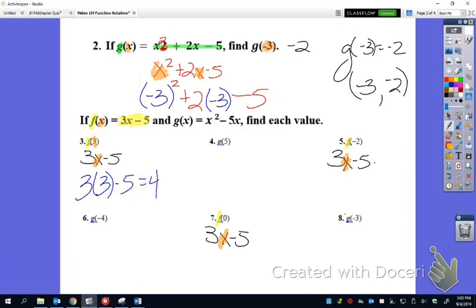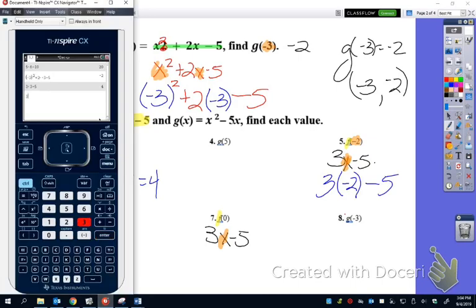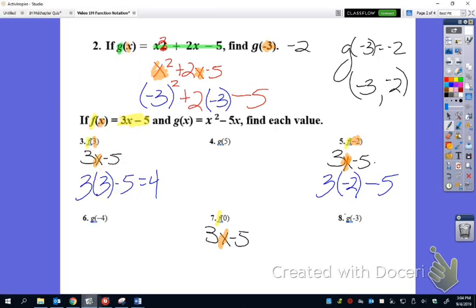Over here, I'm going to plug in negative 2 wherever I see x. So 3, parentheses, negative 2, and then minus 5. Okay, you get negative 11. So that equals negative 11.